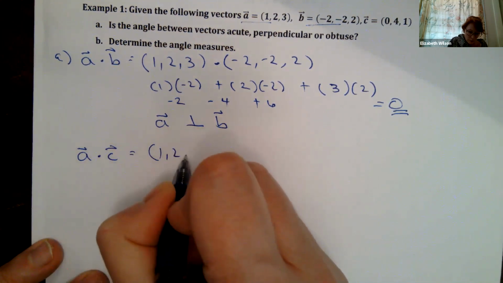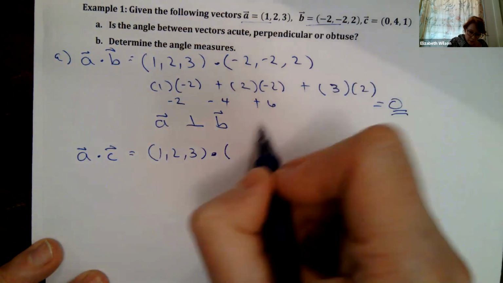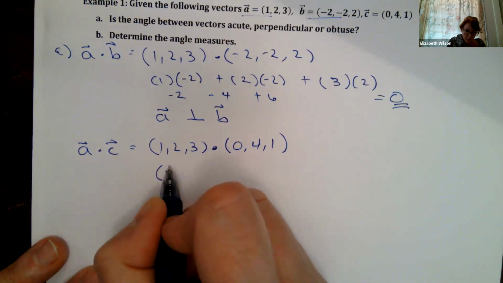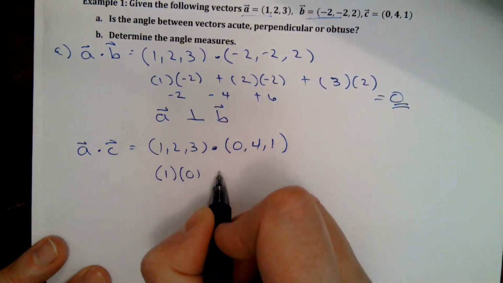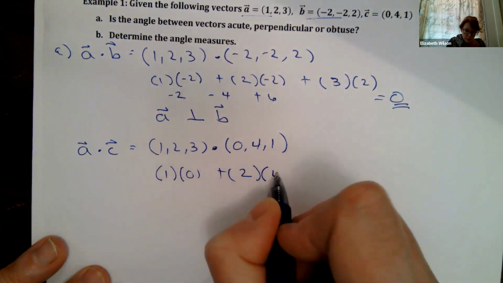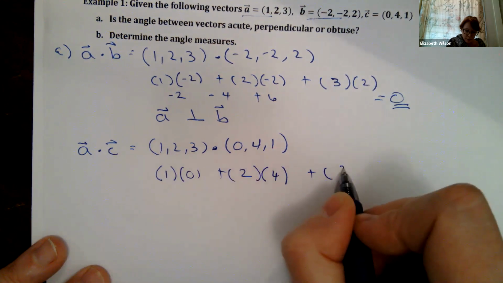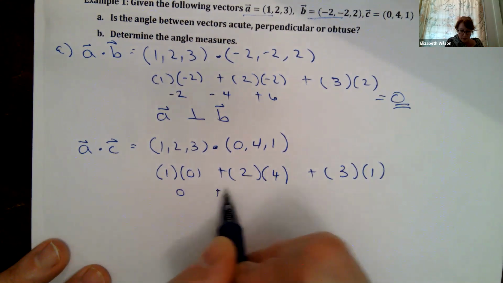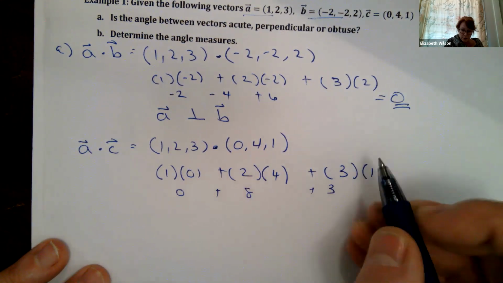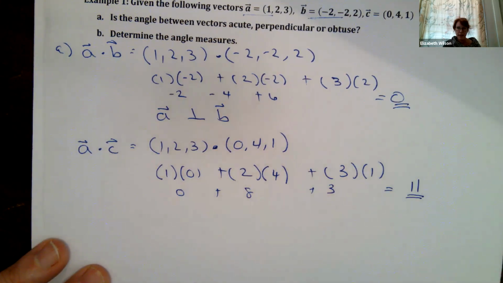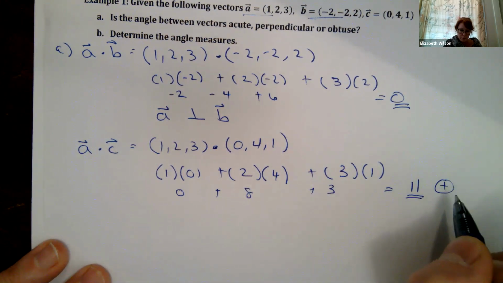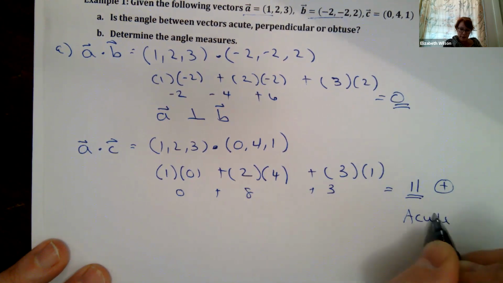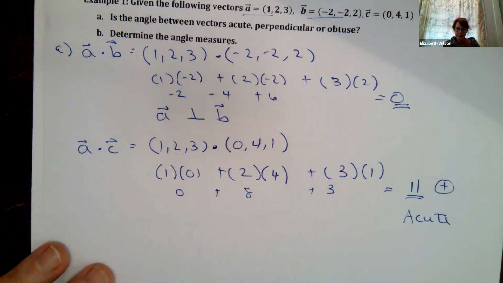Okay, so now we'll do A dot product with C. So 1, 2, 3, dot with C, so 0, 4, 1. Watch what I'm going to do. First component to first component, so 1 times 0, plus second component to second component, plus third component to third component. So 1 times 0 is 0, plus 2 times 4 is 8, plus 3 times 1 is 3. This is equal to 11. It's a positive number. We said that when the dot product was positive, we're talking about an acute angle between A and C.